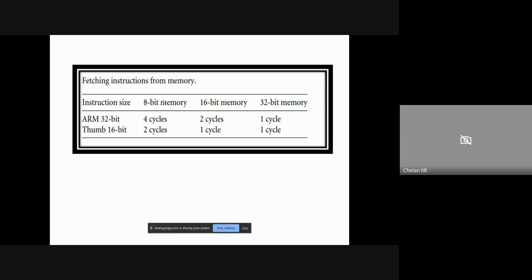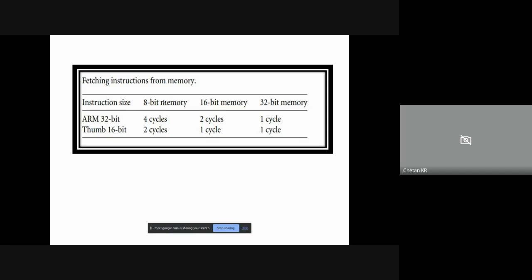But instead of that, if the instruction itself is 16-bit, then for 8-bit, 2 times you have to go: 16-bit 8-bit one time, 8-bit another time. If your memory itself is 16-bit, only one time you have to do. But if your memory is 32-bit also, 1 cycle only. It does not really help us. Thumb instruction is 16-bit, so 16-bit memory is sufficient. 32-bit memory gives the same performance as 16-bit.